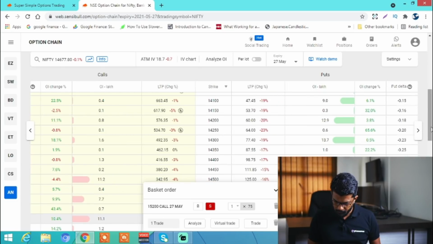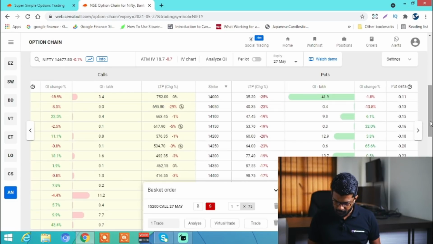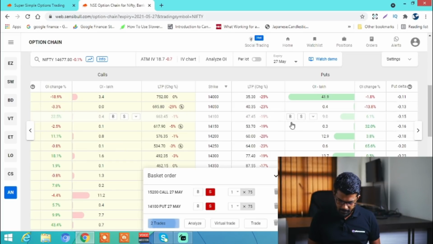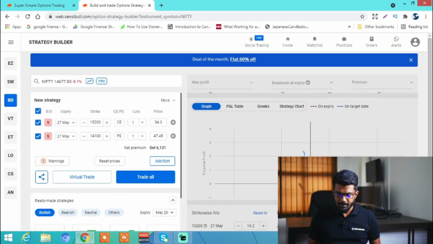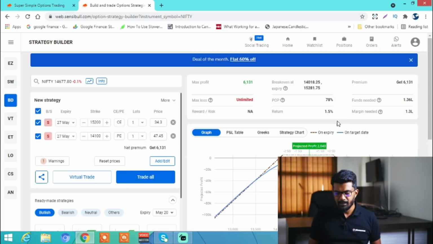Now on the downside, go and see where the put delta is 0.15, yeah, that is 14,100. Select, yeah. Now if you analyze, this trade will have a high probability. This trade has almost a 75% probability of being in profit.